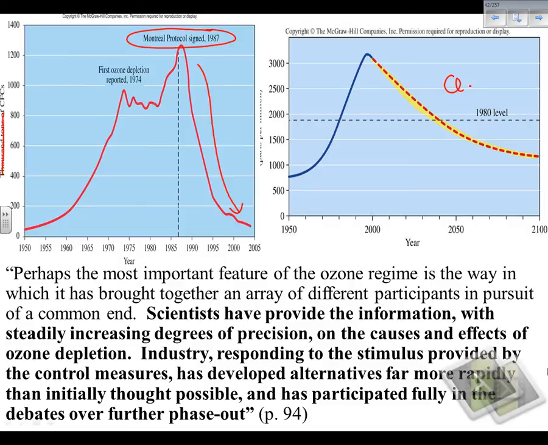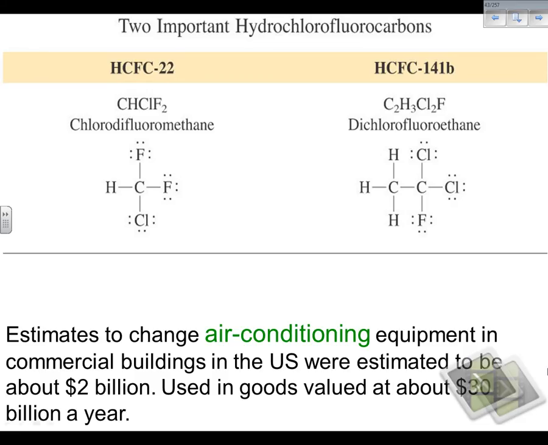Okay. So, perhaps the most important feature of the ozone regime is the way in which it brought together an array of different participants in pursuit of common ends. Scientists have provided the information with steadily increasing degrees of precision on the causes and effect. Industry, responding to the stimulus provided by the control measures, has developed alternatives far more rapidly than initially thought possible, and has participated fully in the debate over the phase out. They also had substitutes. Here are the two that, I think, will be phased out in the United States by 2015, and developing countries by 2030.